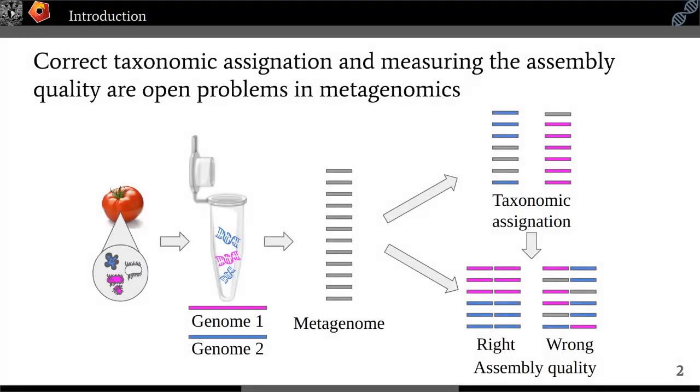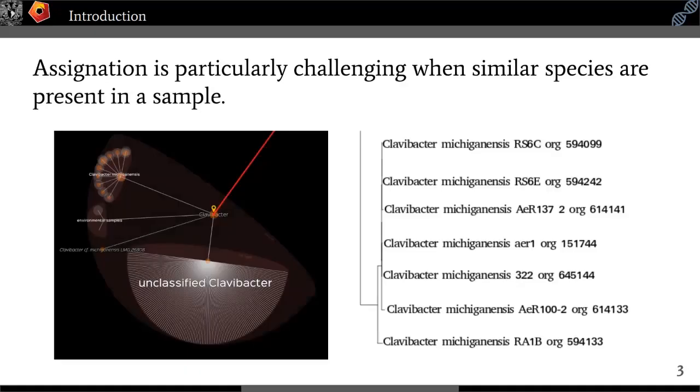An open problem is to distinguish the quality of the assembly and the correct taxonomic assignment of metagenomic data. On the other hand, when we have similar species present in a sample of metagenomic data, this classification is more complicated. For this reason, it is essential to have a data set that adapts to the condition of containing similar species and a system for rating the quality of this data.